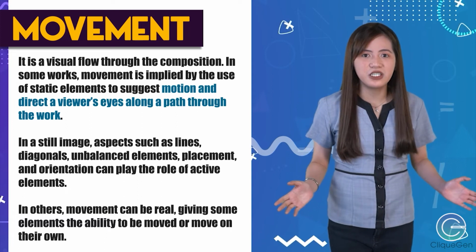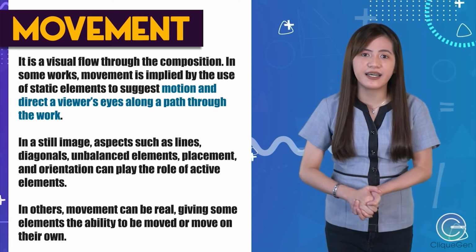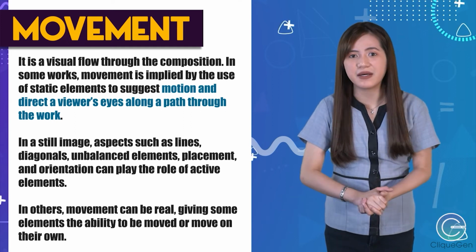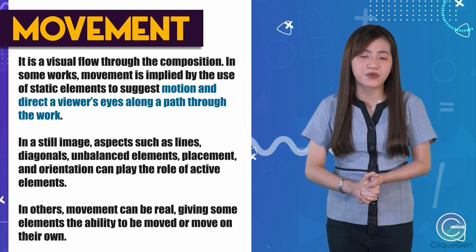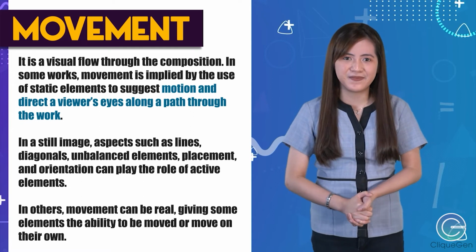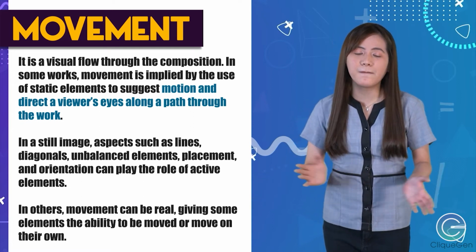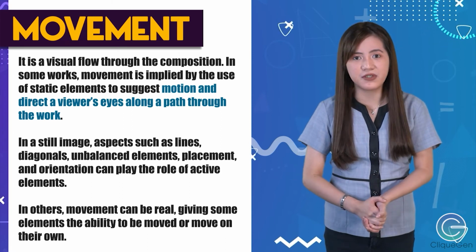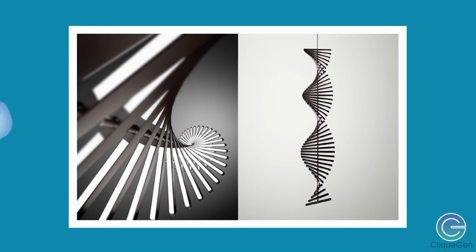In a still image, aspects such as lines, diagonals, and balance elements, placement, and orientation can play the role of active elements. In others, movement can be real, giving some elements the ability to be moved or move on their own. Here are some examples.